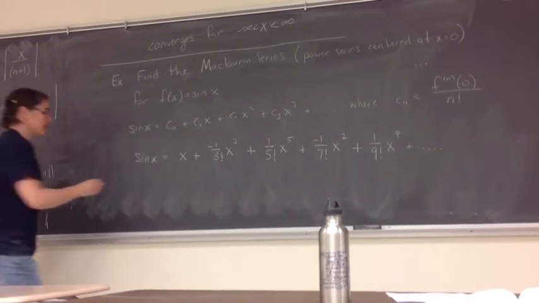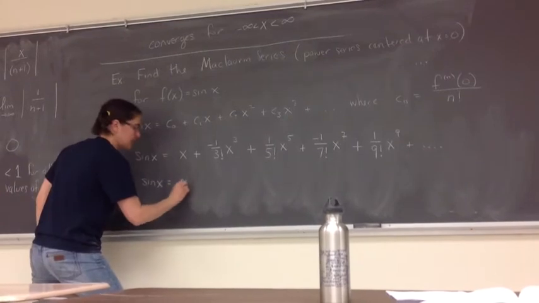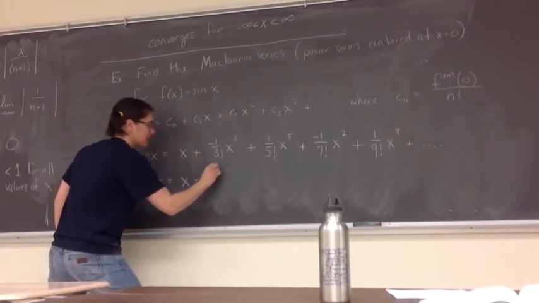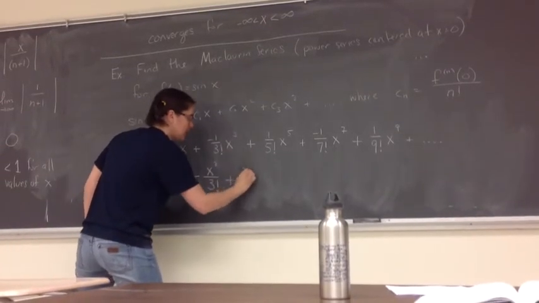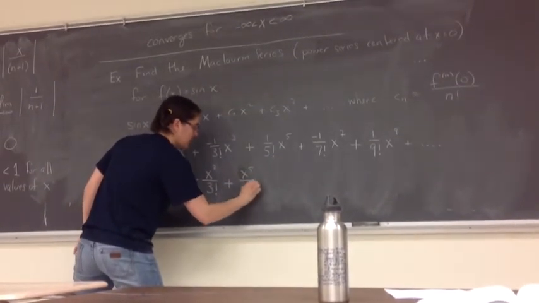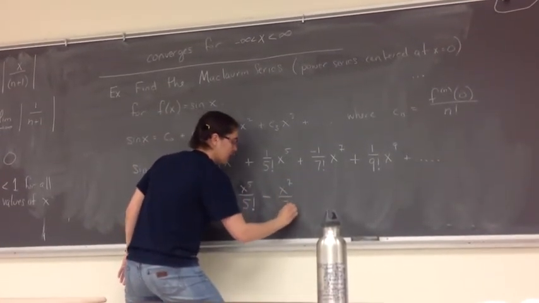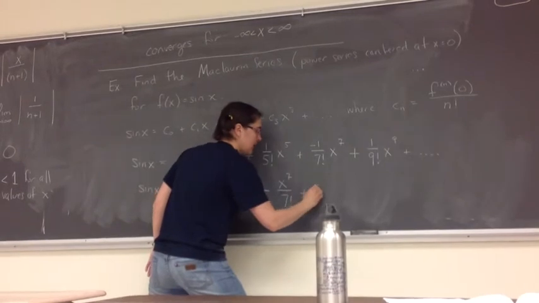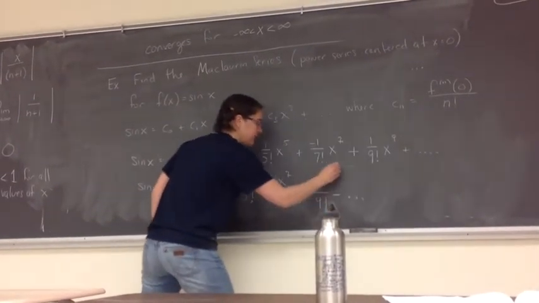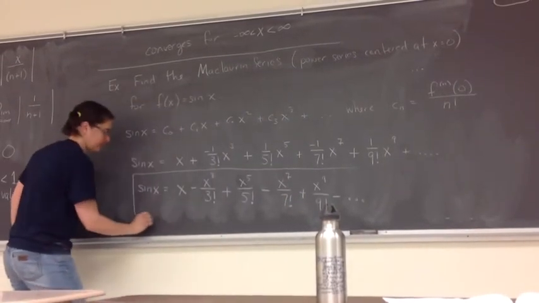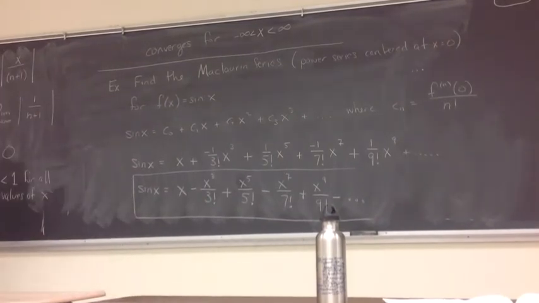So if I want to clean this up a little bit, this is typically the way that you'll see this: sine of x is equal to x minus x cubed over 3 factorial plus x to the 5th over 5 factorial minus x to the 7th over 7 factorial plus x to the 9th over 9 factorial minus dot dot dot. And so this is my power series for sine x.